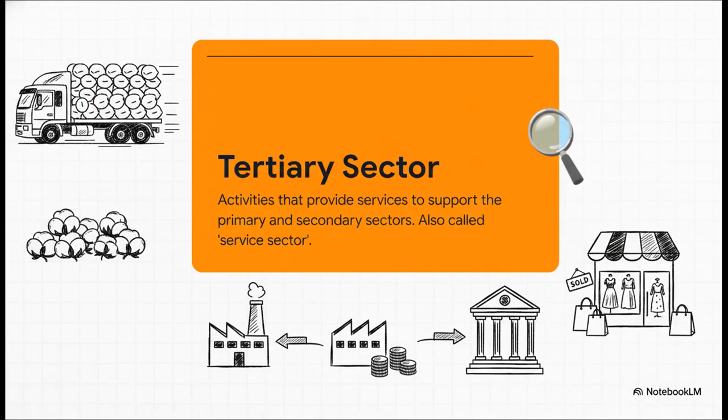And finally, we have the tertiary sector. Now this one is a little different. It doesn't produce physical goods. Instead, it provides services. These services are the support system for the other two sectors. Think about it. How would the cotton get from the farm to the factory? Through transport. How does the factory owner get money? From a bank. These activities, transport, banking, teaching, are all services.